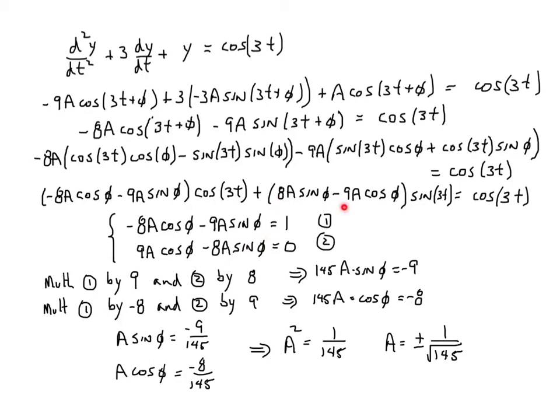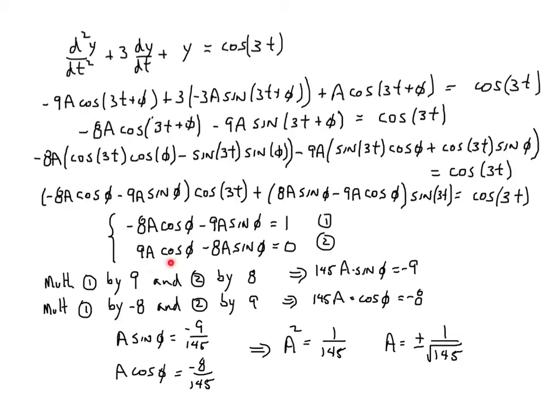Similarly, minus 9a cosine phi plus 8a sine phi has to be 0. I label this as equation 1, and this is equation 2. Multiplying 1 by 9 and 2 by 8 lets me drop out the cosine terms, and I'm left with 145a times sine phi is minus 9.